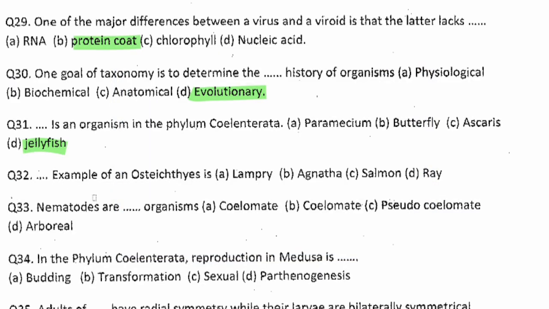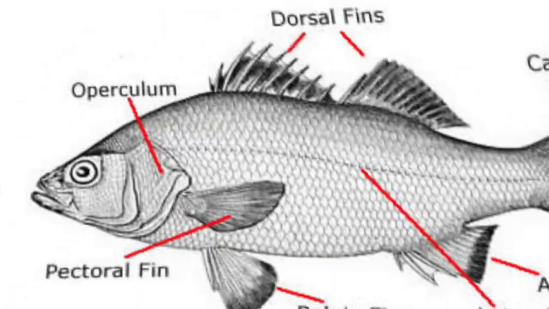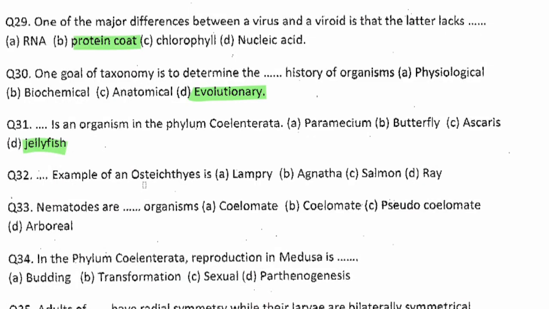Question 32. Dash example of an osteichthyes is dash. Osteichthyes, they are talking about bony fishes. So looking at Pisces, that is the fishes, we have the Osteichthyes, that is the bony fishes. We have Agnatha, the jawless fishes, and we have the Chondrichthyes, which are the cartilaginous fishes. So they are asking which one is an example of a bony fish. The answer is salmon. Salmon is a bony fish.